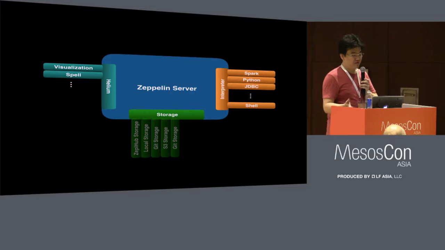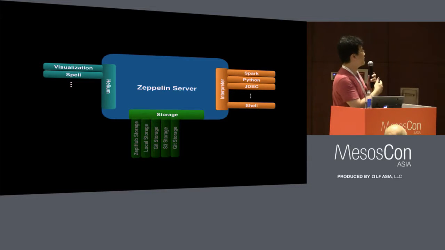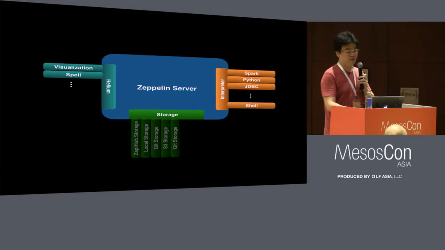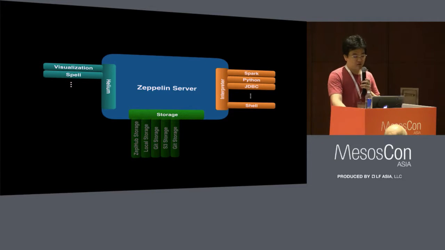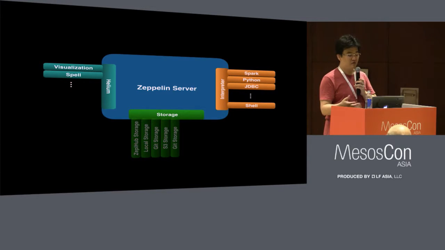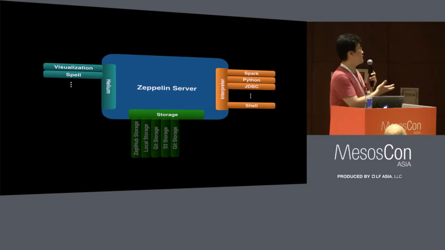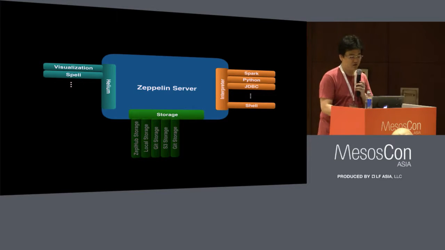The Zeppelin server consists of three main plugin subsystems: Helium, storage, and the interpreter. This means you can add your custom visualization without any change to the Zeppelin server, and you can also add interpreters to your current Zeppelin server without any code change. You can also add a storage service without any change at all.